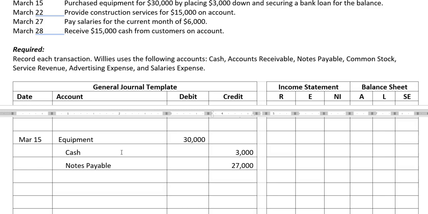Notice, though, the debit goes first, followed by all the credits. Now, you could flip these. You could put the note and then the cash, and that would be perfectly fine. There's no issue with that. But this sort of gives you the format of that entry.